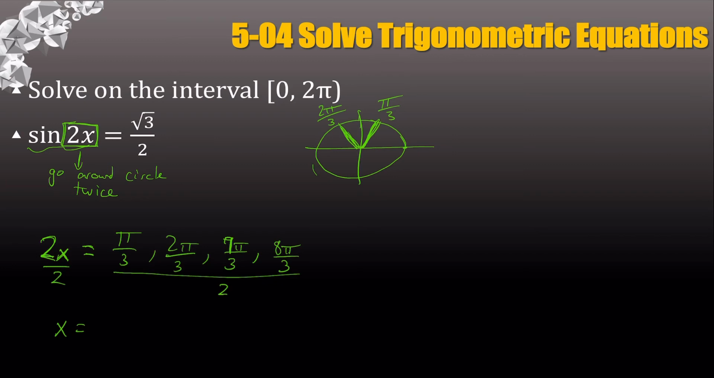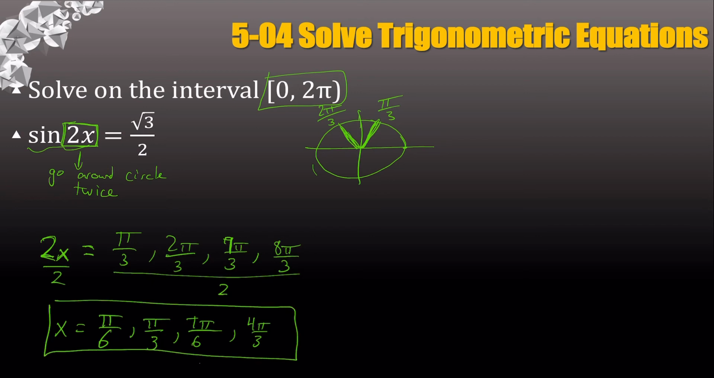So if I start with 2 complete circles, when I cut it in half, I have 1 complete circle, which is the interval I'm trying to get. So pi over 3 over 2 is pi over 6. 2 pi over 3 over 2 is pi over 3. 7 pi over 3 over 2 would be 7 pi over 6. And 8 pi over 3 divided by 2 would be 4 pi over 3. You would not have gotten these last 2 answers if you had not gone around the circle twice. If it was a 3x, you would have to go around the circle 3 times. If it was a 4x, you would have to go around it 4 times.